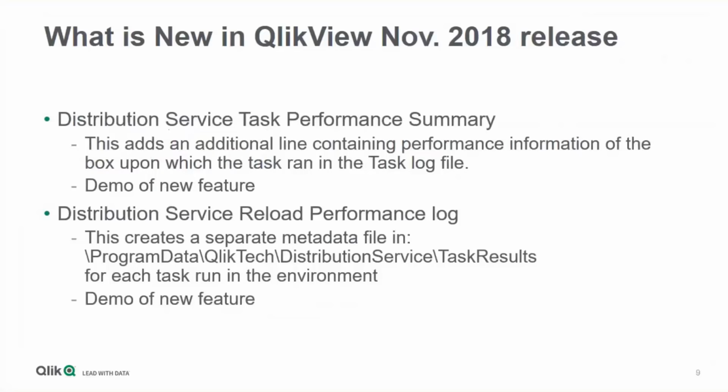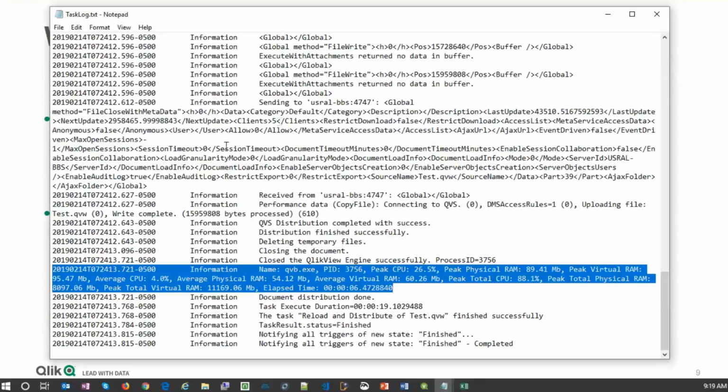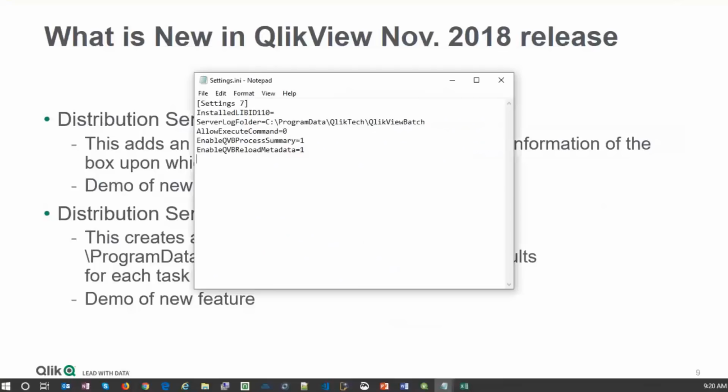Let me go to my notepad first. So in the actual task log, that first setting is going to generate this additional line of information that gives you basically the overall stats. It'll tell you the PID, your peak physical memory, average virtual, and some other useful information. The settings, let me go ahead and show you those as well, are going to be in the settings ini. I've included the path here, which I should go back and add in the link file. I realized I just didn't put that in there, so I'll make sure that's in there for you too, so you know how to get to that. These are the two new settings: enable QVB process summary and enable QVB reload metadata. Those go in the settings ini for the QlikView batch process, or the QVB.exe processes, just FYI.